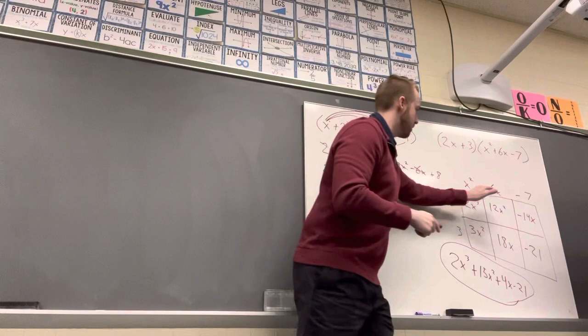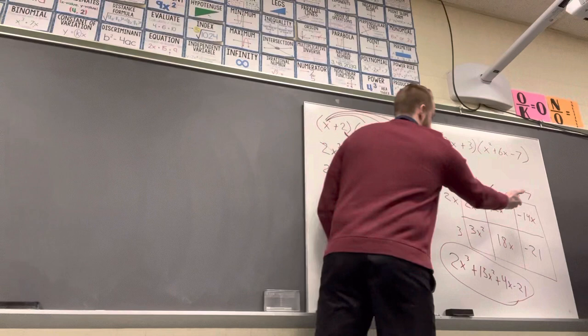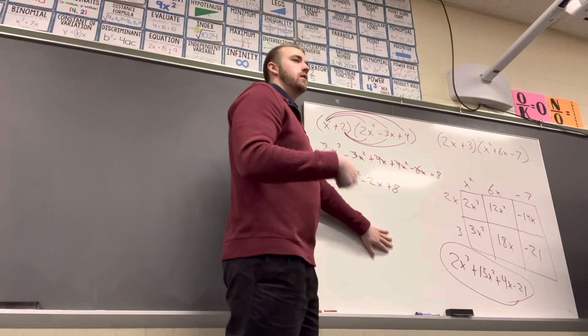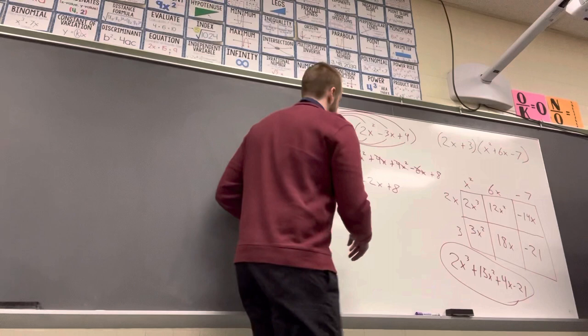Because sometimes you'll even forget to do a term in the traditional method. Here, you'll have an empty box, and you'll be like, how do I have an empty box? There should be something in that box, right? So either method does not matter. Use one of them. The answer is what we're looking for, right? So whatever one helps you get the correct answer is what we're looking for. All right?